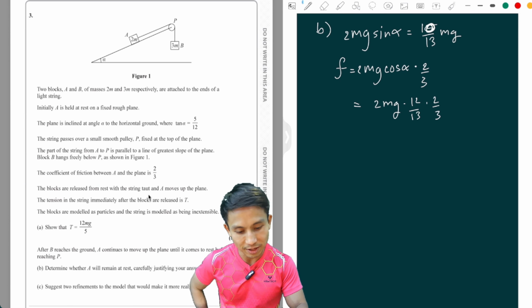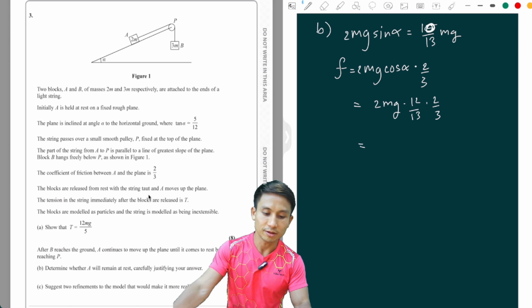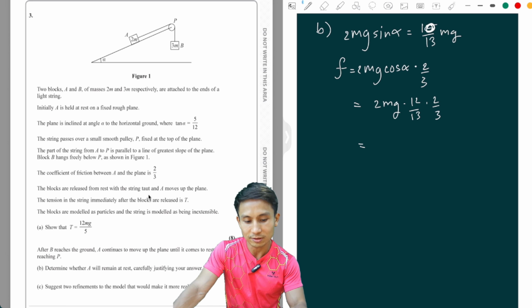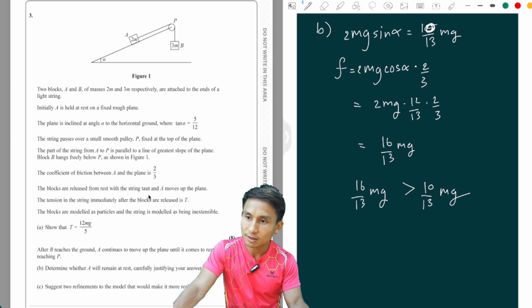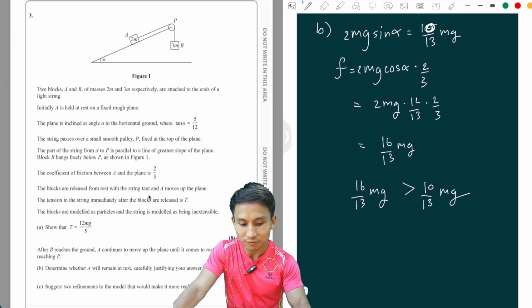Yeah, just simplifying all that, we get what? 3 cancelling with 12, we get 4, so that's 16 over 13 mg, right? Because 16 over 13 mg is greater than 10 over 13 mg. Yeah, this is the friction side, the maximum friction. So max friction here, and this is the weight component.